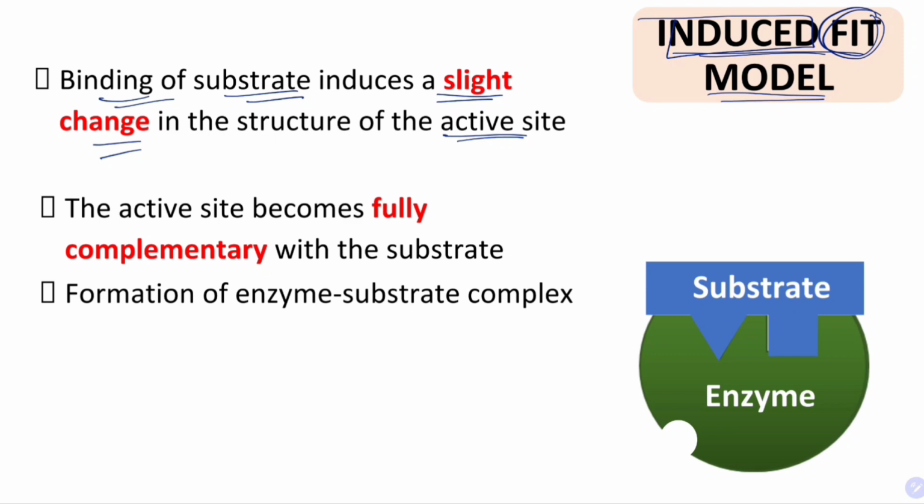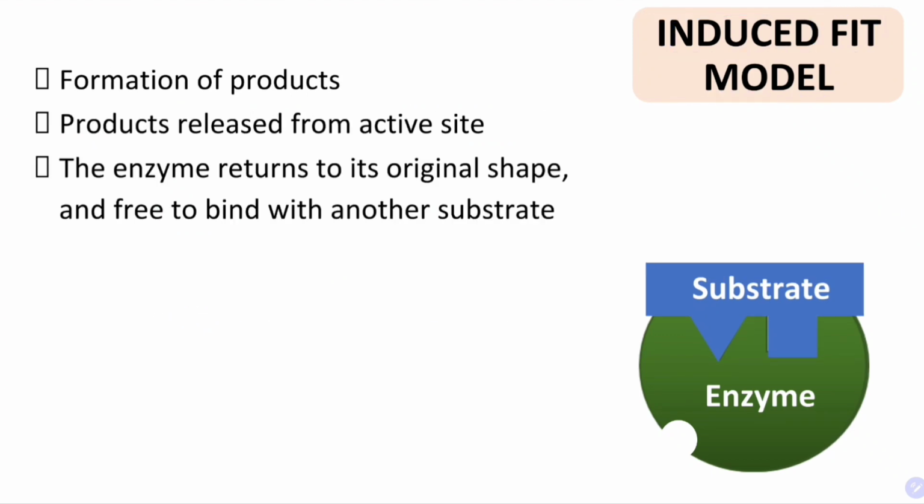So as I mentioned earlier, the active site will become fully complementary with the substrate and then allow formation of the enzyme substrate complex. Once the enzyme substrate complex has formed, it will allow formation of products, and then the products will be released from the active site. The enzyme will return to its original shape and then be free to bind with another substrate to catalyze another reaction.